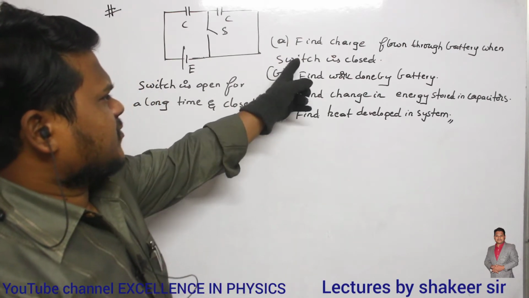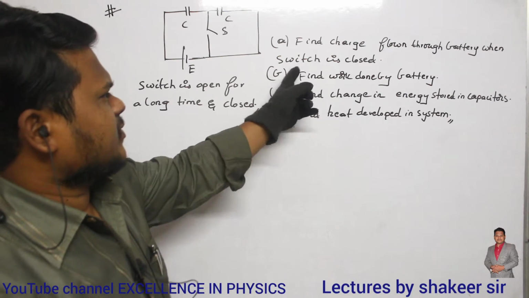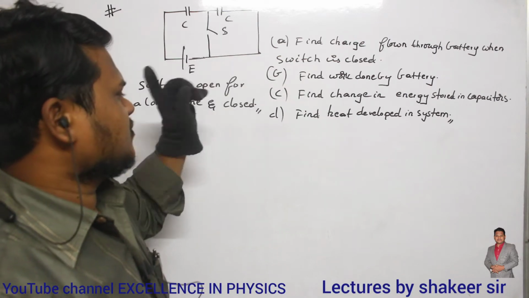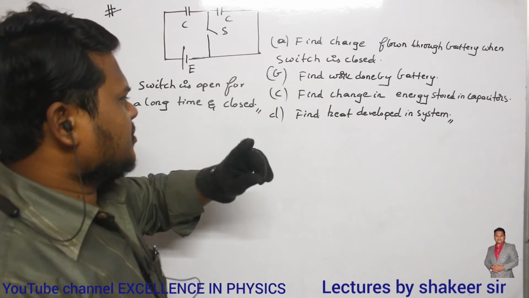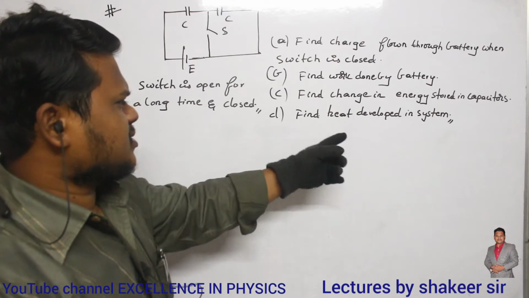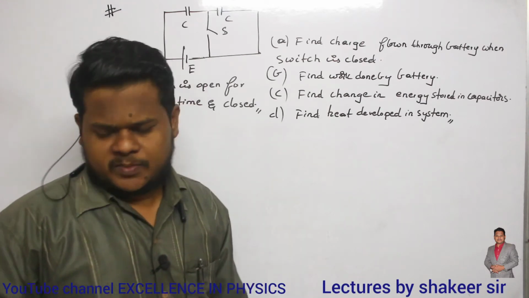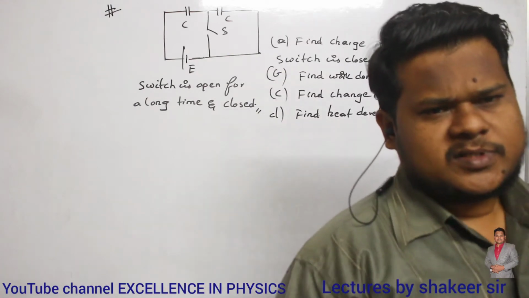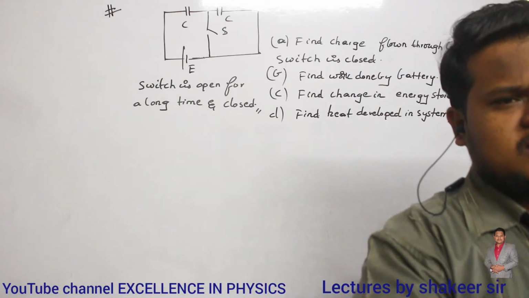First one is to find the charge flown through the battery when the switch is closed. When I close this switch, what is the amount of charge that will flow through this battery? Then the work done by the battery to supply this additional charge, the change in energy stored in the capacitors, and the heat developed in the system. Come on, you try for some time, then we will solve this one.